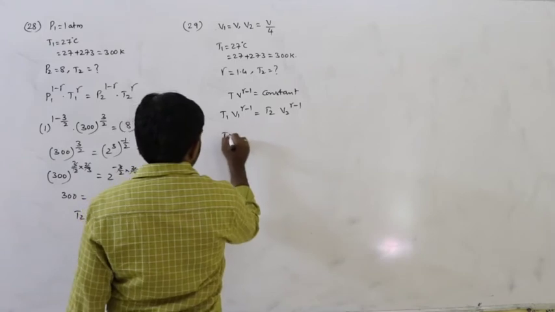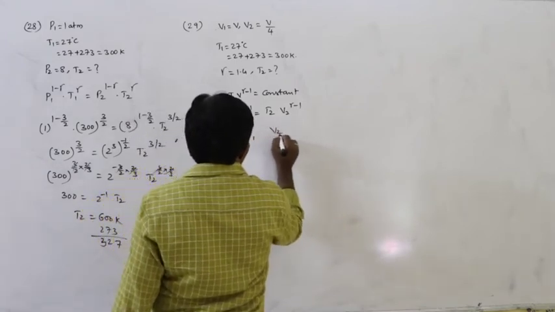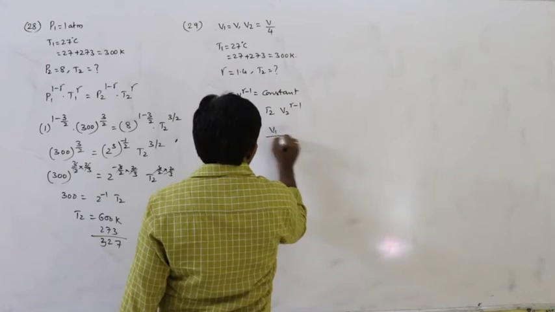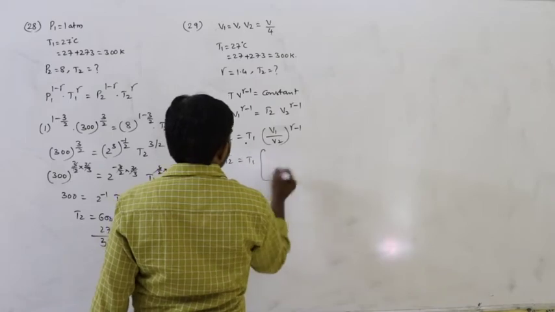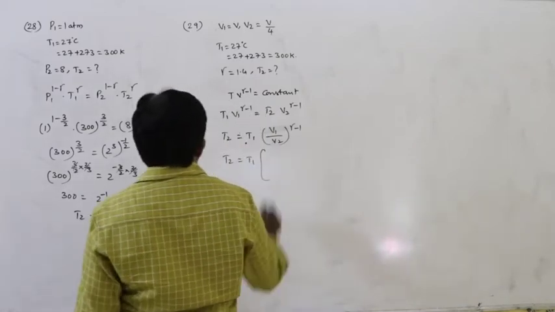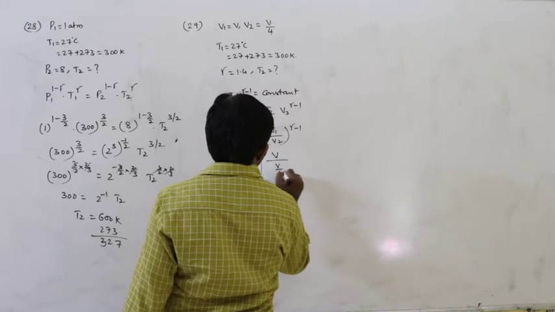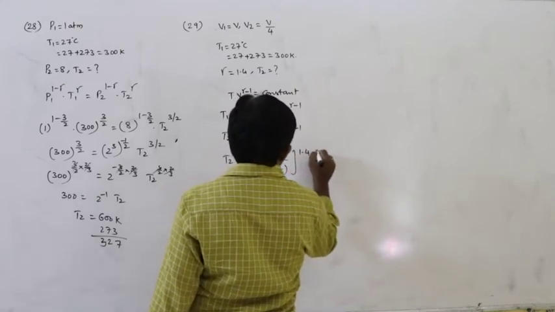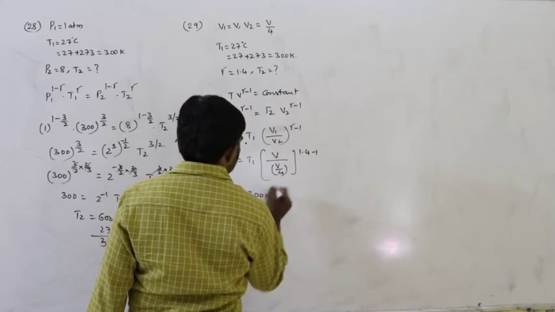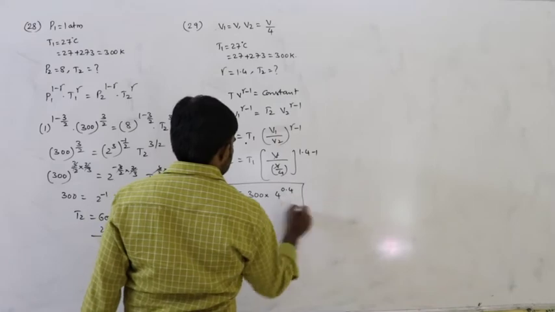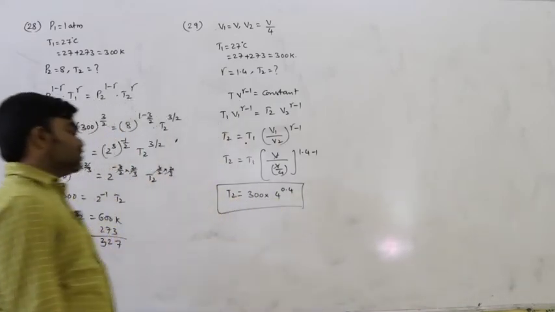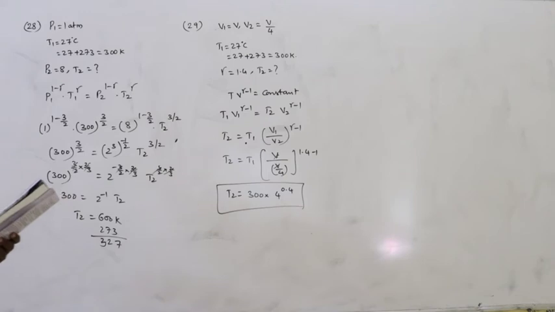We have to find T2. T2 is equal to T1 into V1 by V2 whole power gamma minus 1. What is V1? V. V2 is V by 4, whole power 1.4 minus 1. T1 is 300, so it becomes 4 power 0.4. T2 is equal to 300 into 4 power 0.4. That is in Kelvin, not Celsius. This is the way to do the problems based on this.